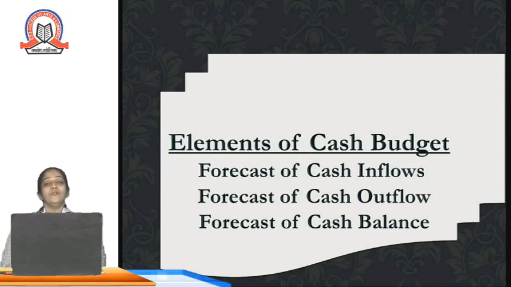Second, we have forecast of the cash outflow. We also need to make a forecast of the expected or estimated expenditures in the coming period. Say for example, it may include expenses of salaries, wages, office expenses, selling expenses, advertisement expenses, payments to creditors and so on. And finally, we have forecast of the cash balance.